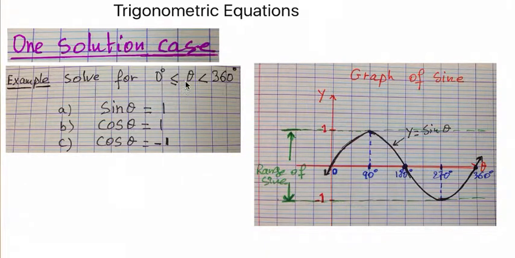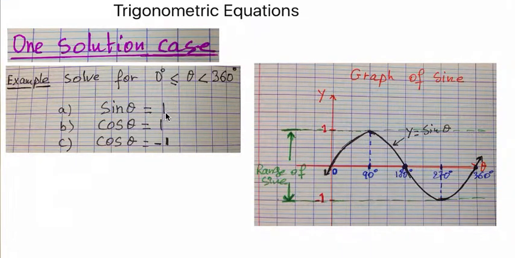We have chosen this interval so that theta takes all the values between 0 and 360, and 360 is the period of sine and cosine. So it's on the period range for the values of theta. Okay, so we start with part A.